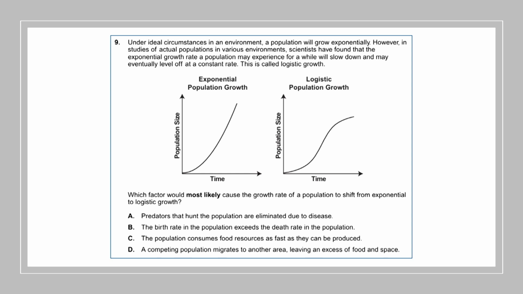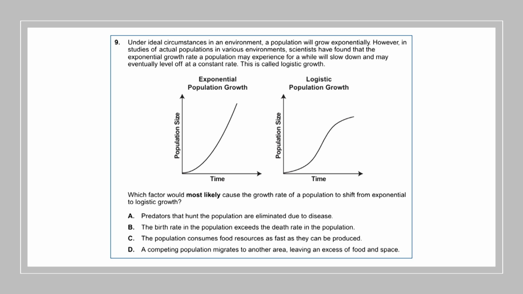All right, so here we have these 2 different population growth charts. We've looked at these. On the left, we have an exponential growth chart, and on the right, we have a logistic growth chart. Let's read what the question is asking us. So it says, under ideal circumstances in an environment, a population will grow exponentially. However, in studies of actual populations in various environments, scientists have found that the exponential growth rate of a population may experience for a while will slow down and may eventually level off at a constant rate. This is called logistic growth.